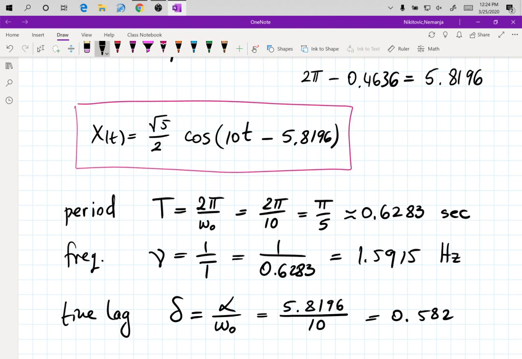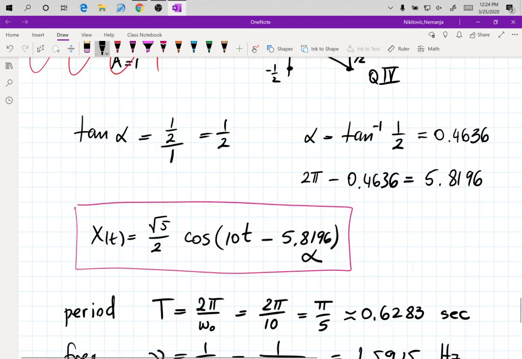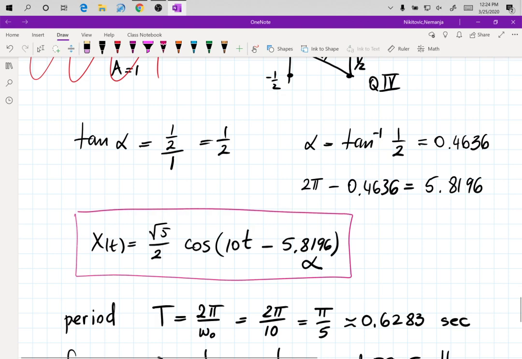Why did you use 5.8? If you are referring to the time lag, this is your alpha here for the problem. This is your alpha R, the reference alpha. So this is the reference alpha, and this is the real alpha. This is the alpha that we need once you use the reference angle to compute it.